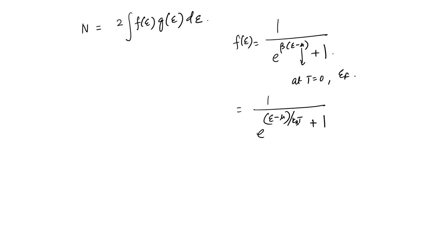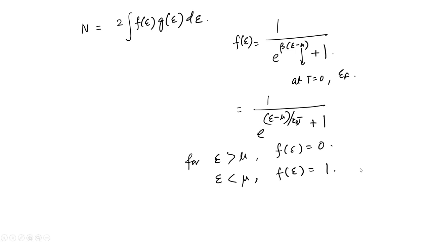So I'll just write that once again. For epsilon greater than mu, f of epsilon equals 0, for reasons that I just told you. For epsilon less than mu, f of epsilon equals 1. Okay, and it has a sharp discontinuity at T equal to 0, and this is very important. And that discontinuity, if you take a derivative of the Fermi function there, looks like a delta function. Okay, so this is an elementary discussion about free Fermi gas distribution and so on.